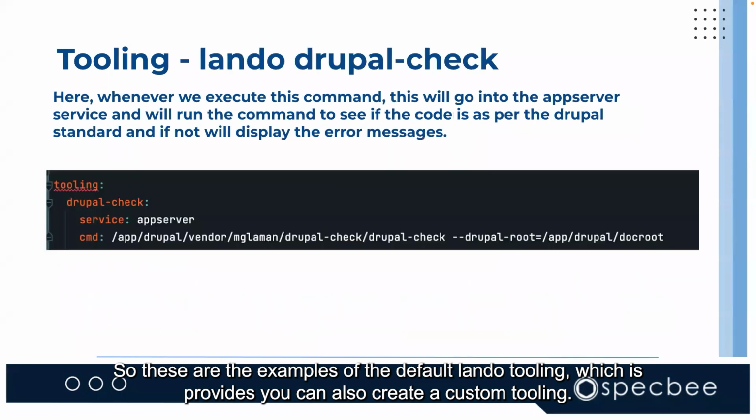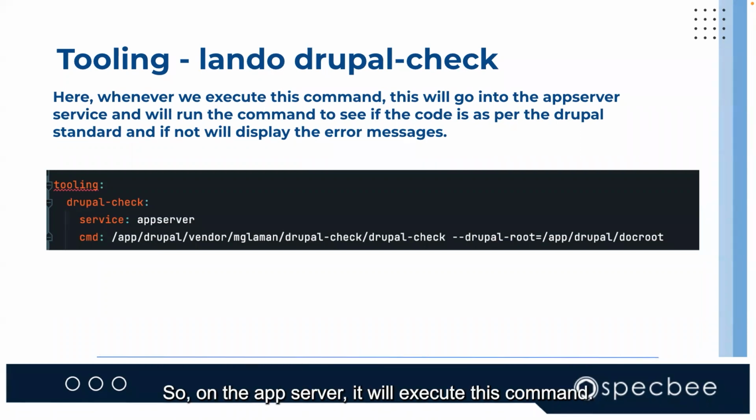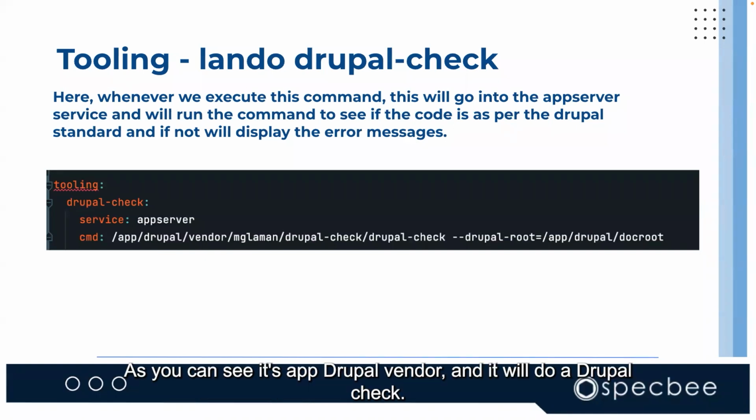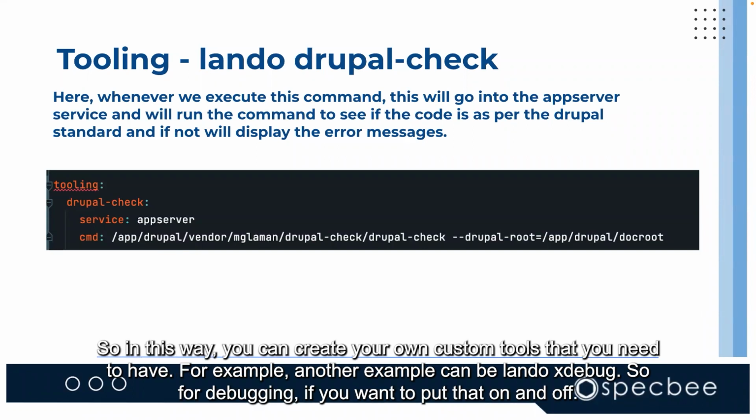You can also create a custom tooling. Let's say you want a drupal-check, right? So you can just do Lando and drupal-check as your command. And whenever you execute this, on the app server, it will execute this command. As you can see, it's app Drupal vendor, and it will do a drupal-check. So you can define your own commands, and you can define which service it should run on. It should run on Node or app server or MySQL. Right? So in this way, you can create your own custom tools that you need throughout.